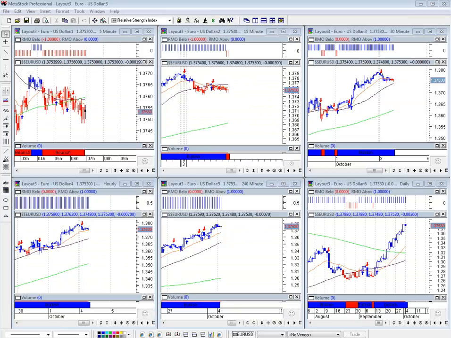It's the 4th of October 2010, Monday morning, and I'm looking at the four majors this morning, starting with the Euro-US dollar pair on our CTC strategy template on Metastock Pro.